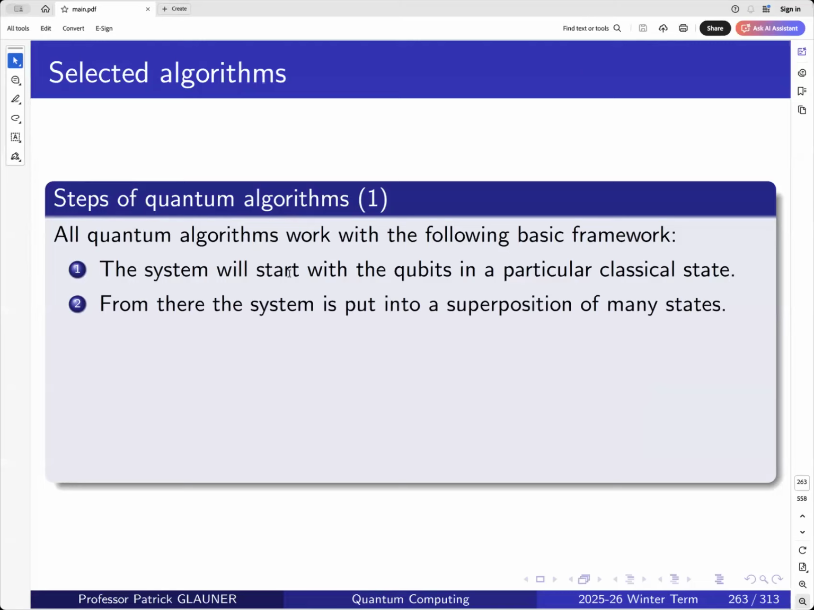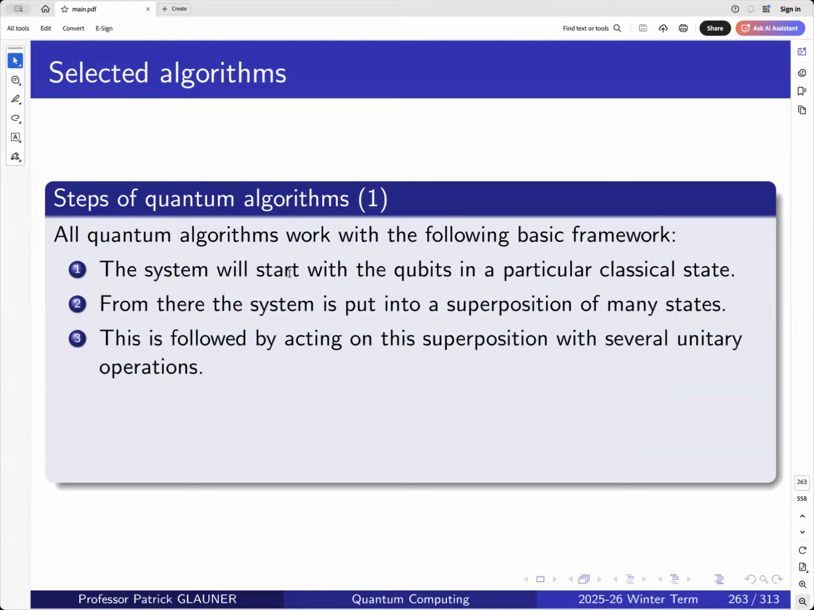So we start with number one, qubits in particular classical states, then create superpositions, and then start manipulating these superpositions with some unitary operations. We have seen some of them last week and in the week before. We need to combine them in some smart way so that it solves a real world problem and it gives us a massive speed up. And eventually we do a measurement. With the measurement, the quantum system will collapse and we have classical outputs 0 and 1.